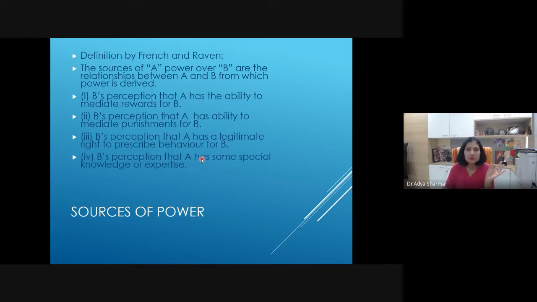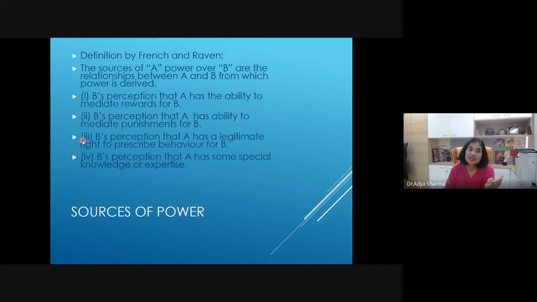In simple language, power comes from 4 sources. You become powerful if you can give reward to the other person, a reward which the other person wants. You can become powerful if you can give punishment to the other person, a punishment which the other person does not want. You become powerful if you have the legitimate right to take certain actions over the other person. You become powerful if you are more knowledgeable or you have more expertise in a particular area in which the other person is interested.